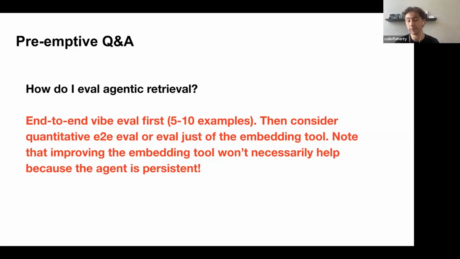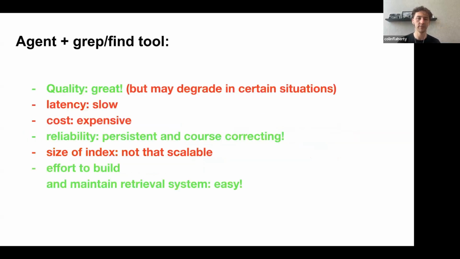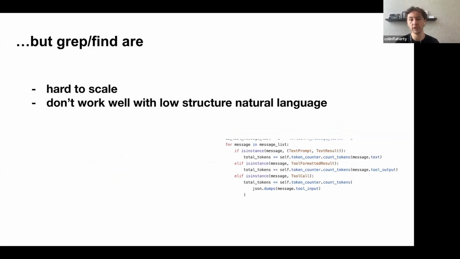Yeah, I mean, for SWE-Bench, they're pretty small repos, so grep and find work great. That's why we didn't need to use embedding models for them. But if you want to get to truly huge code bases, or you want to search over low structure natural language, like in Slack or in Notion, grep and find are less useful.